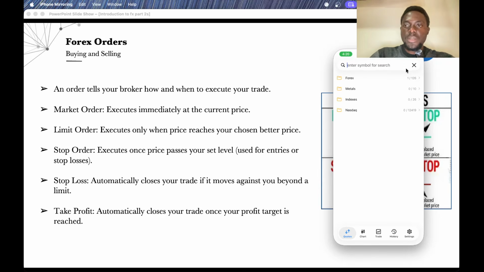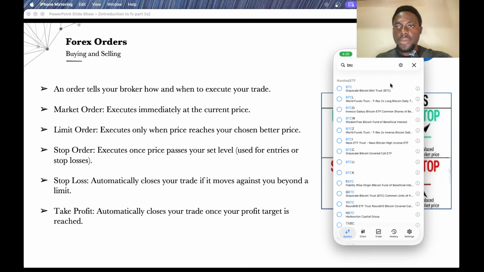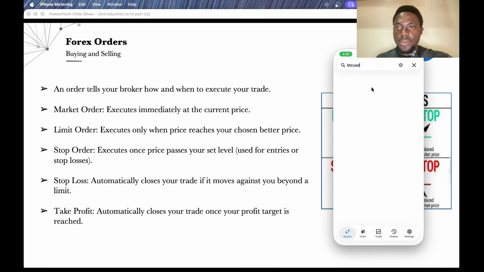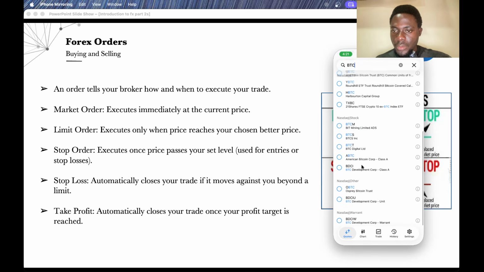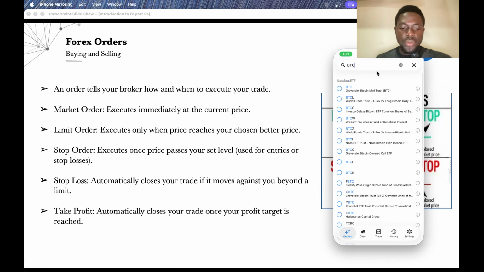Good. Let me see. BTC USD. BTC. Bitcoin. Oh, I'm spelling it wrong. These people don't have Bitcoin on their quotes. Hold on. It's like these people don't have Bitcoin on their quotes. Metals.